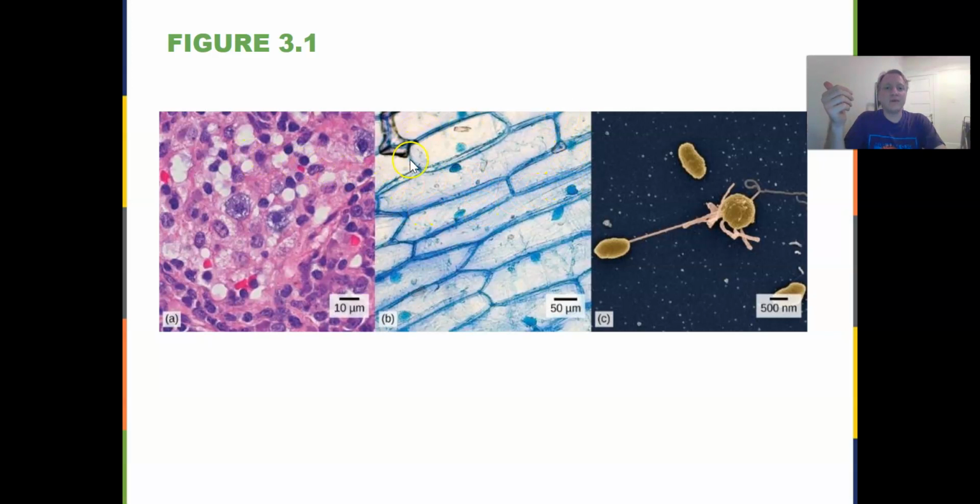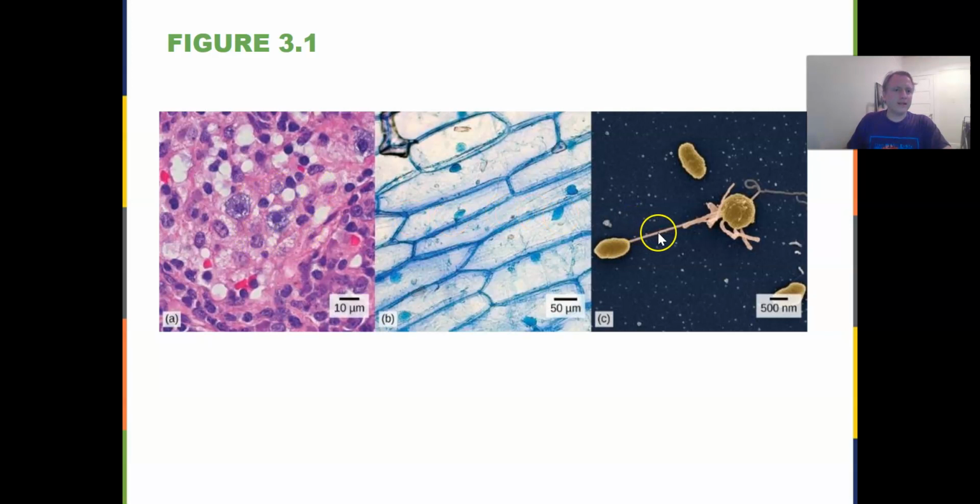Over here we have onion cells, which again you guys hopefully looked at last week. You'll notice their nuclei here, their cell walls here, forming this brick wall-like structure that plant cells tend to do. This is scaled at 50 micrometers. So these onion cells are larger, certainly, than these cells over here.